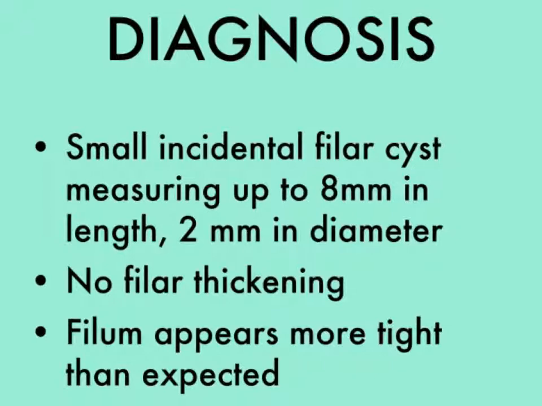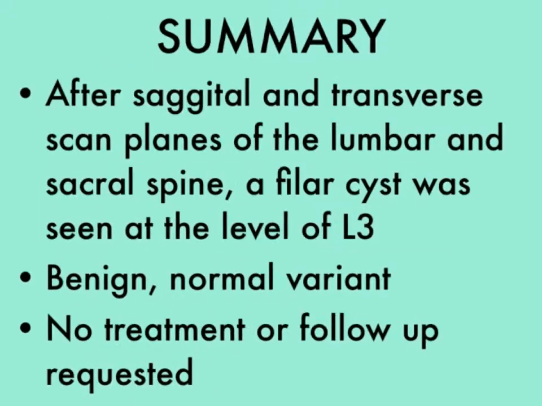Now, the diagnosis given by the radiologist stated a small incidental filar cyst measured up to 8 millimeters in length and 2 millimeters in diameter, like I stated previously. There was no filar thickening, and the filum did appear more tight than expected, which just means the nerve fibers within the filum were not vibrating as loosely as normal.